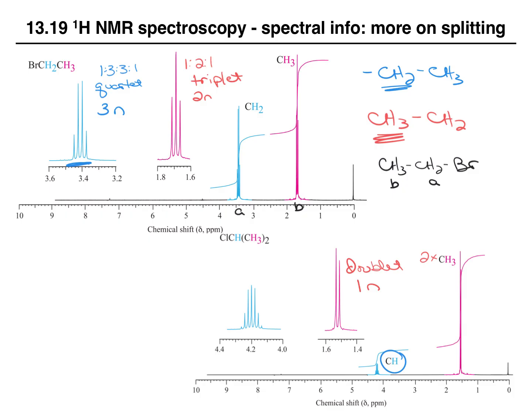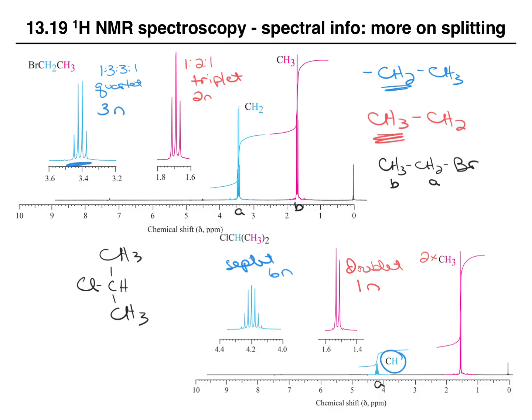Looking at the blue signal, we have 1, 2, 3, 4, 5, 6, 7. So this is a septet, which means there are 6 neighbors. Notice how well this fits. This integrates to 1 and has 6 neighbors, whereas this integrates to 6 and only has 1 neighbor. So this is what we commonly see for an isopropyl group. And this is the spectrum for this compound.